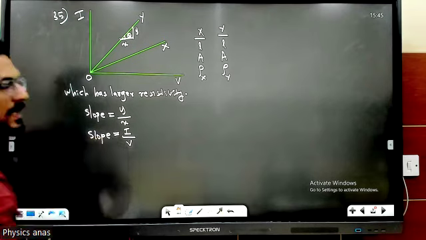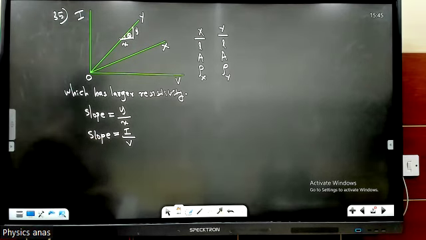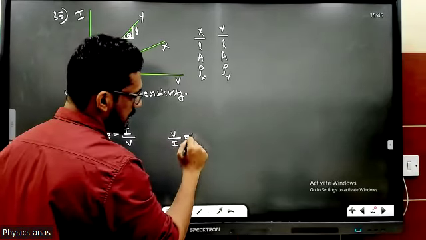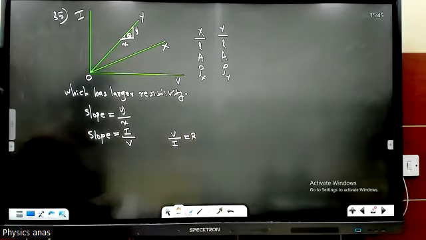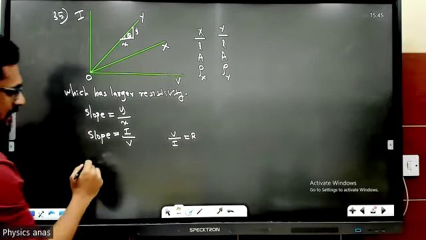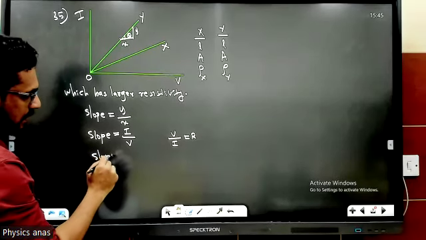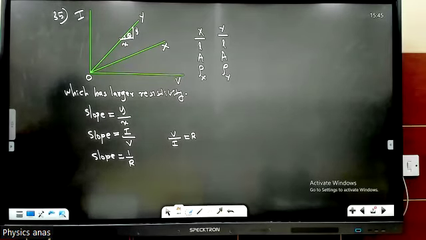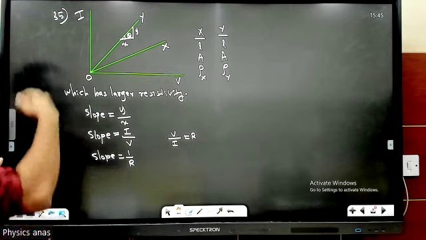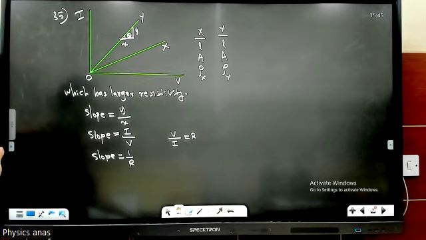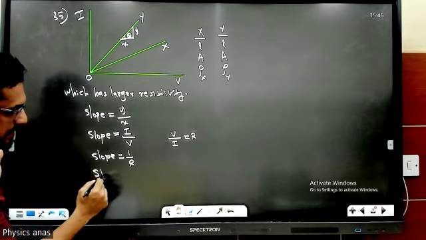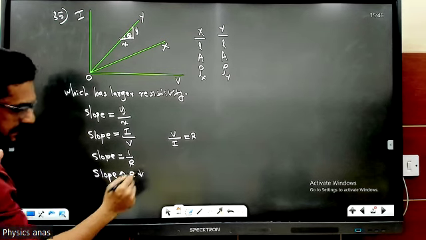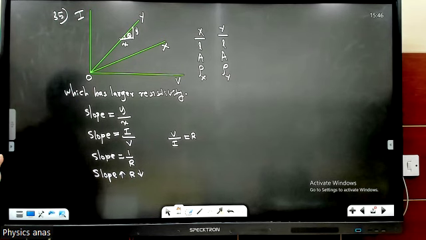And what is I by V? V by I is R. So I by V is 1 by R. That means slope is equal to 1 by R. And if slope increases, resistance decreases. You can write from here, slope increases, resistance decreases. Which has greater slope in it?